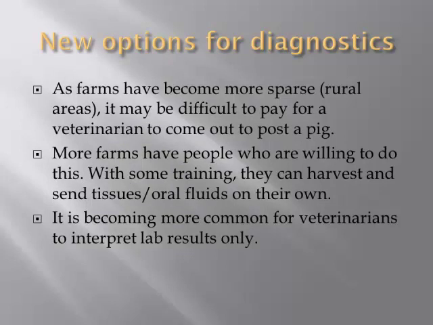Again, farms have become more sparse and more rural, whatever that word means. It's difficult for an individual pay for veterinarian to come out and post 1 or 2 pigs, especially if a veterinarian has to drive. So what many farms are doing, and I know this has been going on in large integrated herds for many years, they train lay people, it might be a production manager, someone like that, to do the postmortems, send the tissues away, and maybe even classify some of what they find into broad categories to give the ownership some idea what might be going on. So it's becoming more and more common for veterinarians just to interpret lab results and not really be involved in the tissue collecting and looking at the actual sick pigs.